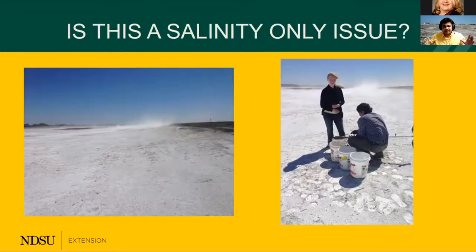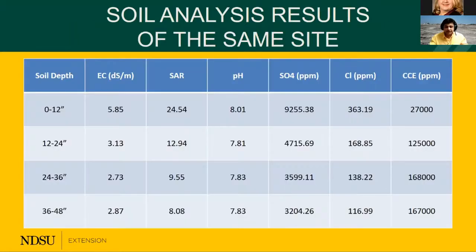What about this site? Somebody commented, was I ice fishing? And whatever is blowing in that first picture on the left-hand side are salts. It's not snow. So if you see that much visible white salt crust, the first thing you will think about is salinity. But was that only a salinity issue? And you could see at that time I used to sample 4 feet deep with a handheld auger. And we took samples, and here are the results.